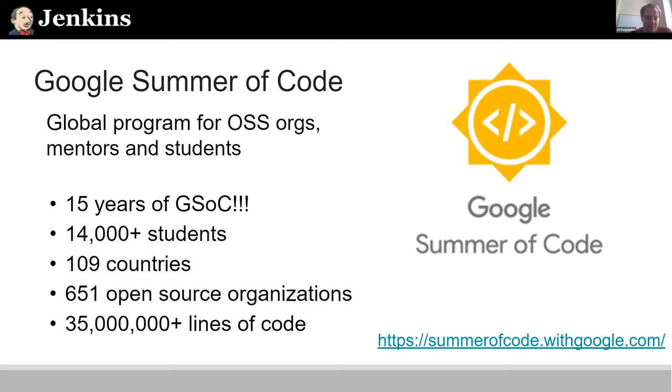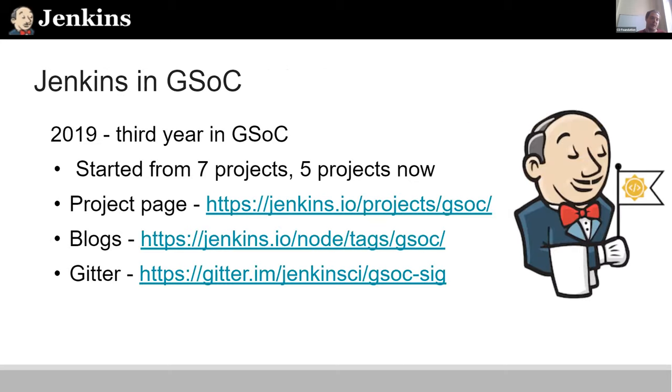And the Jenkins project is happy to participate in Google Summer of Code. 2019 is the third year in GSoC. Before that, we participated in 2016 and in 2019. For us, this year is also the biggest. We started from seven projects. Five of them have reached final evaluations. So five projects will be presented today and on Monday for GSoC.